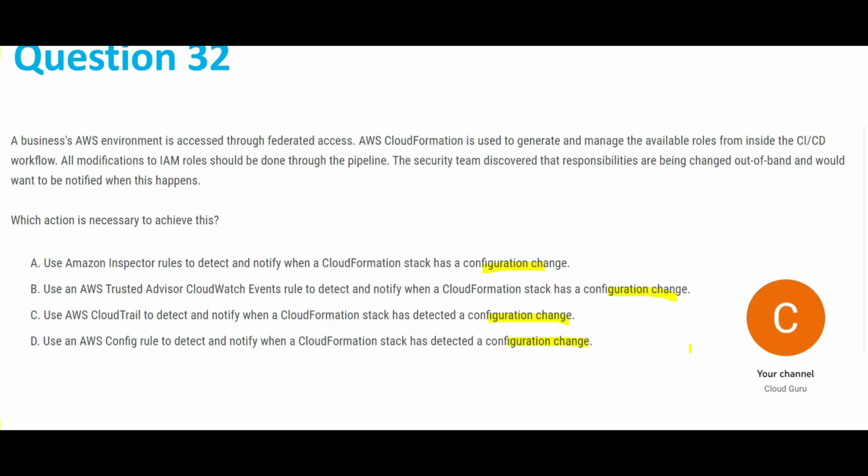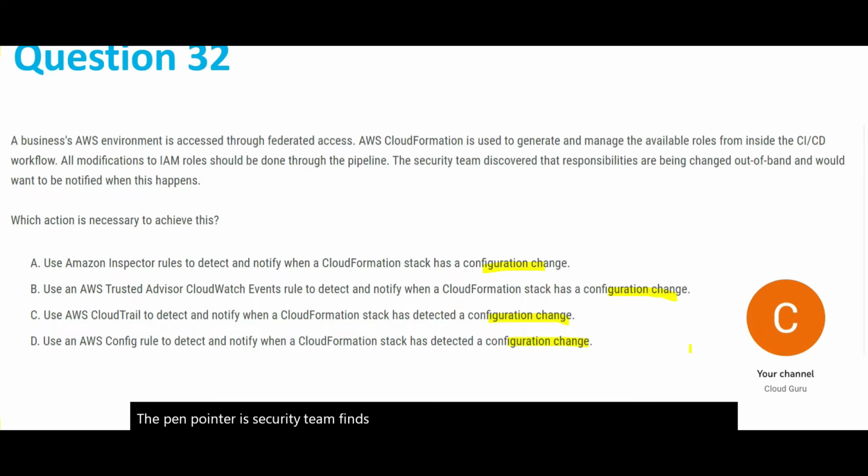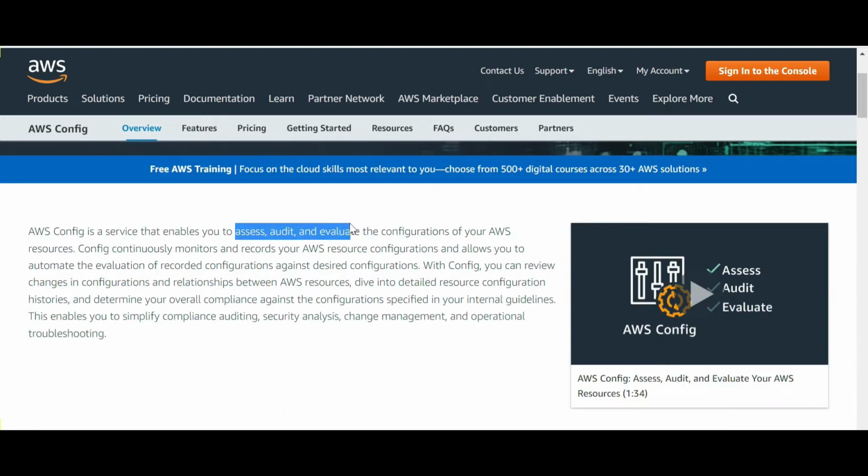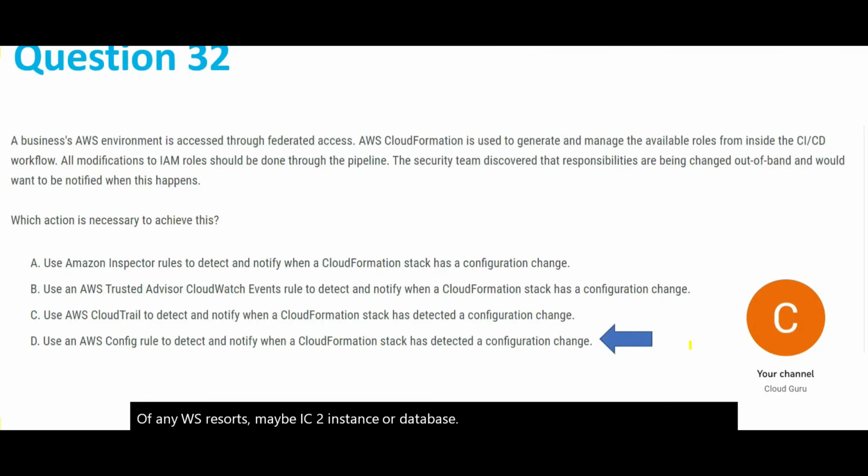See, the pain point here is the security team finds out that resources are being changed out of band, and they think that it is happening and no notifications are being sent. See, thumb rule, whenever you want to know if configuration has changed, you should use option D, Config rule. AWS Config is meant for this purpose. It will help you assess, audit, and evaluate the configurations of any AWS resource, maybe an EC2 instance or database. So this is my answer.